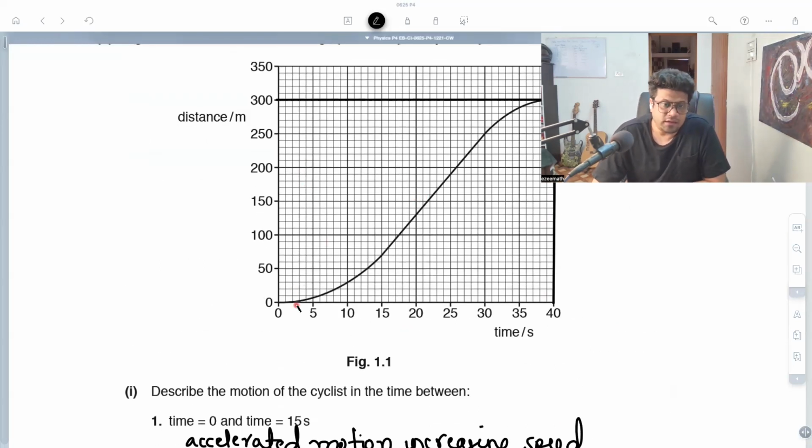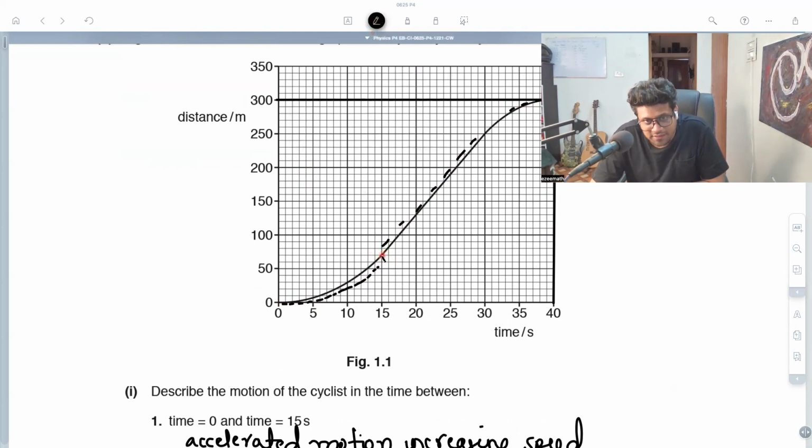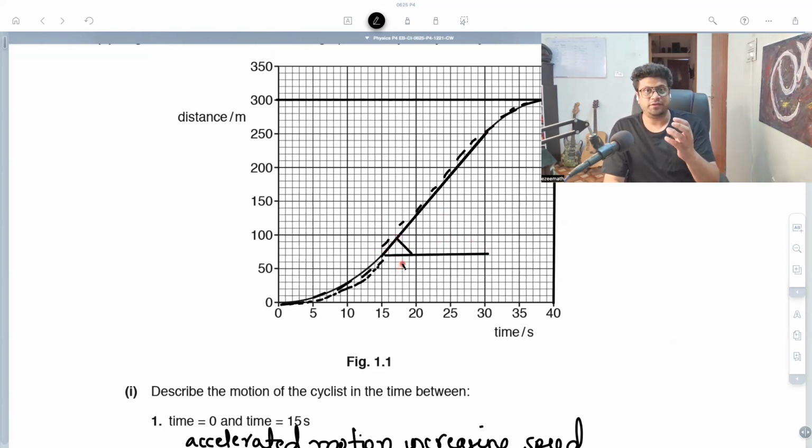Like I told you, the speed is increasing between 0 and 15 seconds. Then it is constant and then it reduces. Don't you think that the speed is the maximum in this region? That's where it has the maximum inclination to the x-axis. That's where it is the most inclined. If I draw the tangents, you'd see that this particular line has the greatest angle of inclination with respect to the x-axis.